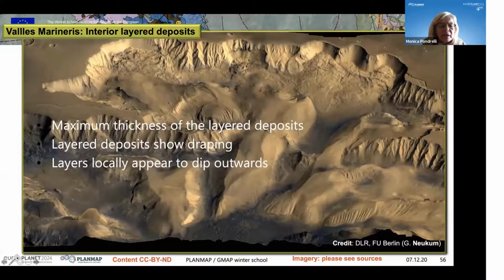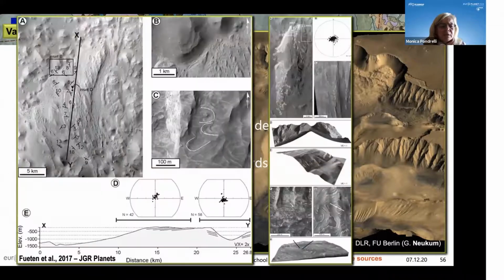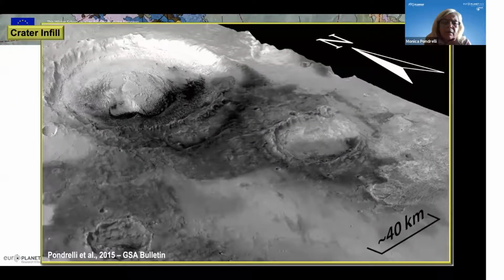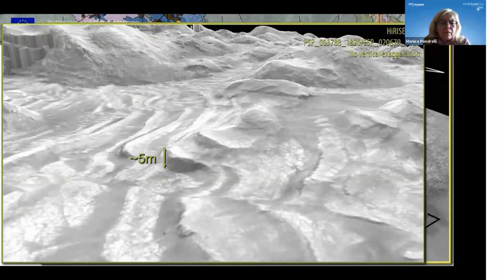The thickness can reach up to 7-8 kilometers, so a huge amount of material. And the layers appear to drape and dip outside of these buildings. In the chaos, they are much more localized, much less thick than in Valles Marineris, and they postdate the chaotic terrain formation. In the craters, they are again less thick than in Valles Marineris, but thicker than in the chaotic terrains. This is the average scale you can observe.